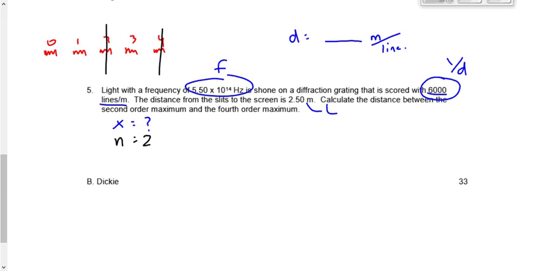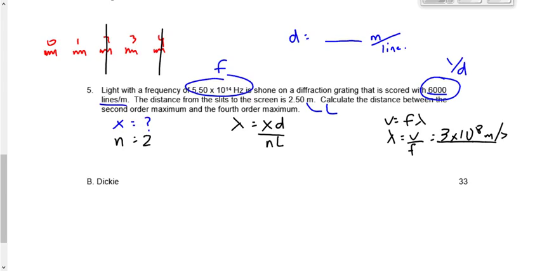The equation that we want to use, the one that goes with these givens, is going to be lambda is equal to XD over N times L. We don't know what lambda is though, we don't know what D is. So let's find those first. If f is 5.5 times 10 to the 14, we can find lambda by rearranging the wave equation. It's 3 times 10 to the 8 meters per second, the speed of light, or the speed of any kind of EMR, divided by 5.5 times 10 to the 14 hertz.